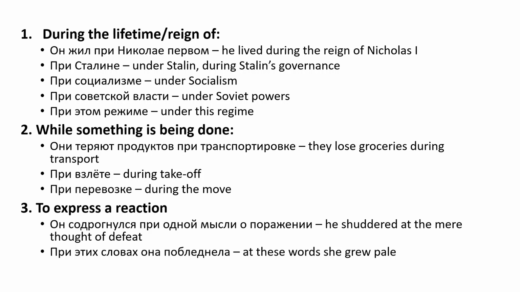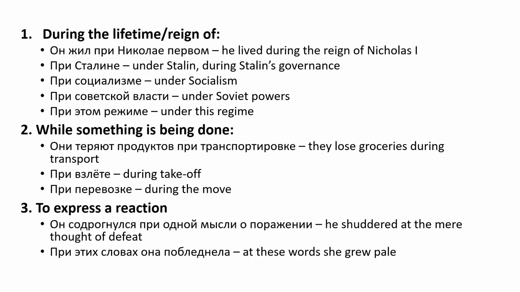So let's start with point number one. We have during the lifetime or reign of. So pri and then followed by a person's name. If they're a political leader, it usually means during their reign. So we have On žil pri Nikolai I, which means he lived during the reign of Nicholas I, while Nicholas I was in power, not Nicholas I's lifetime. So that's usually what it means when it's talking about political leaders, but it can also mean during the lifetime if you're talking about non-political leaders or if it's just specified.